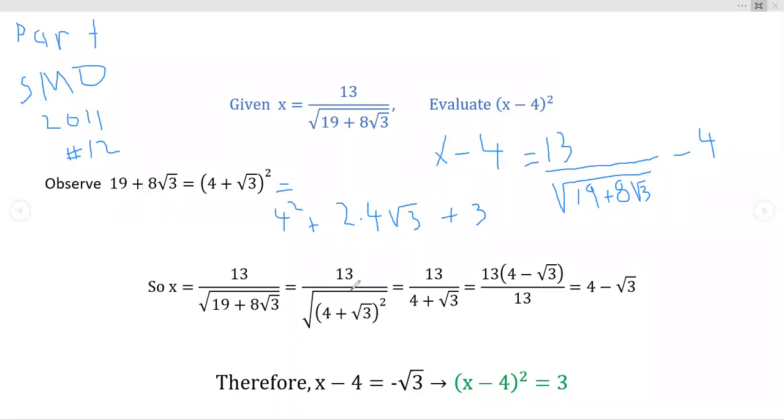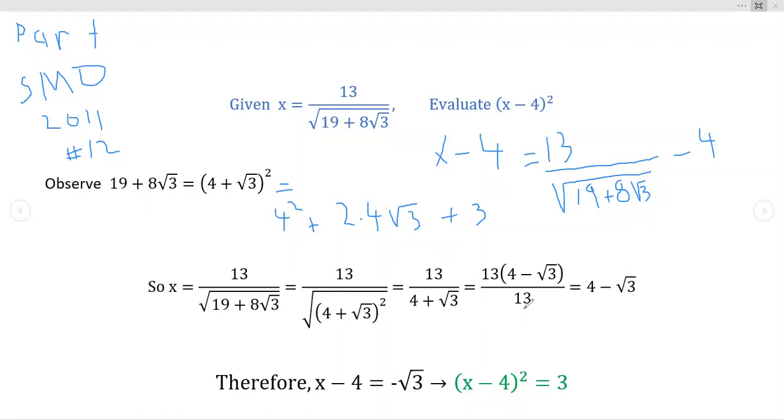Because we can rewrite this, taking advantage of the fact that square rooting and squaring are inverse functions. We just rewrote the original expression, replacing this with what we just showed it to be equal to. Square rooting and squaring are inverse operations, so you get 13 over 4 plus root 3. I left this out just so everything would fit on one screen, which is probably a fault.